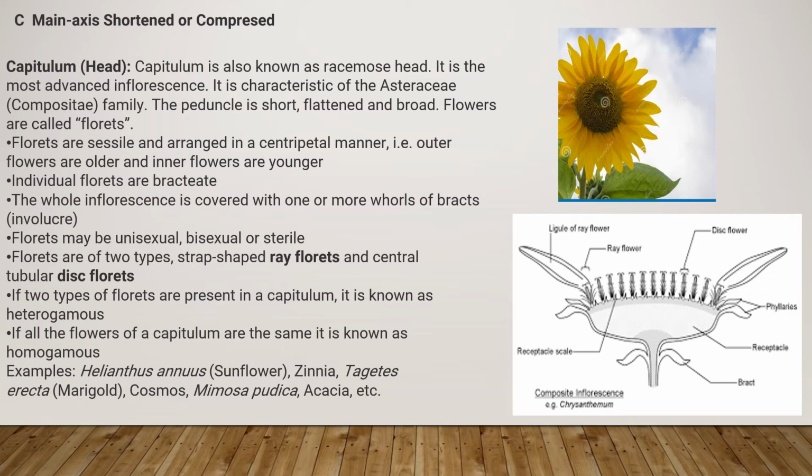So examples for this capitulum: we have Helianthus annuus, we have Zinnia, you have Tagetes erecta, that is marigold, you have Cosmos, you have Mimosa pudica, as well as Acacia. So these are the different types of racemose inflorescence.